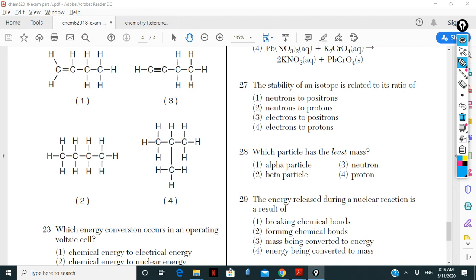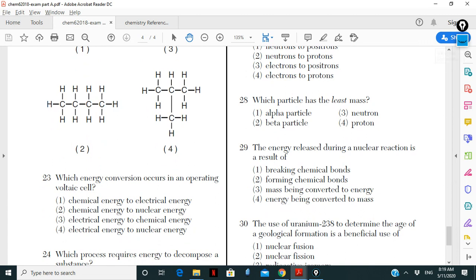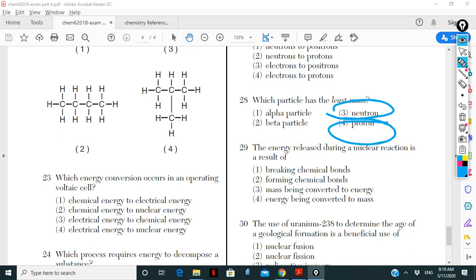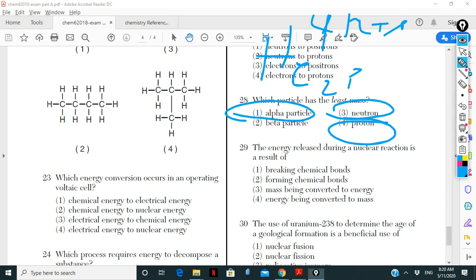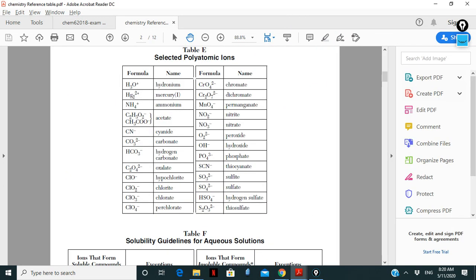Which particle has the least mass? Now I have alpha particles, beta particles, neutron, and proton. If you remember, neutron and proton are used for the atomic mass of an atom, which means they have high mass. An alpha particle is the nucleus of helium, so it has 2 protons and 2 neutrons. So it has a greater mass.